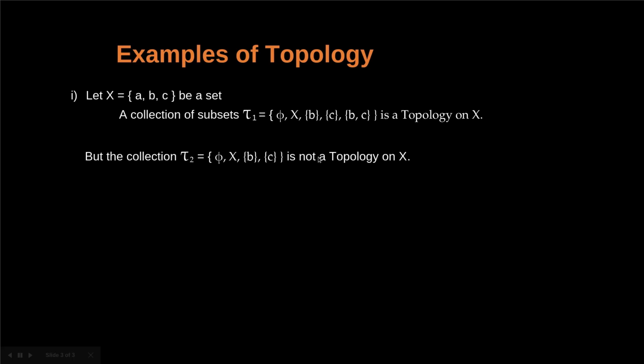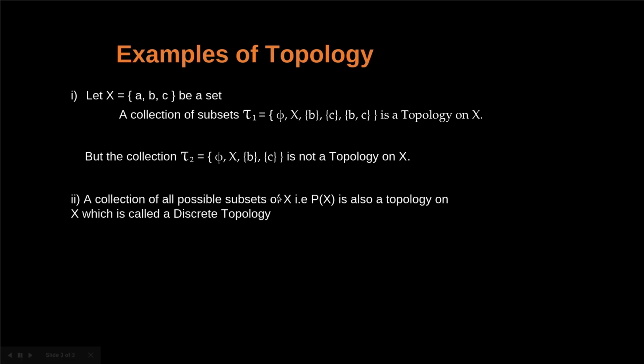So we can say that this collection tau2 is not a topology on X because the second property is not satisfied. A collection of all possible subsets of X, that is P(X), or also we can say the power set of X, is a topology on X, and this topology is called the discrete topology. So the collection of all possible subsets, that is the power set, is always a topology on the given set, and it is known as the discrete topology. And we can verify this very easily.